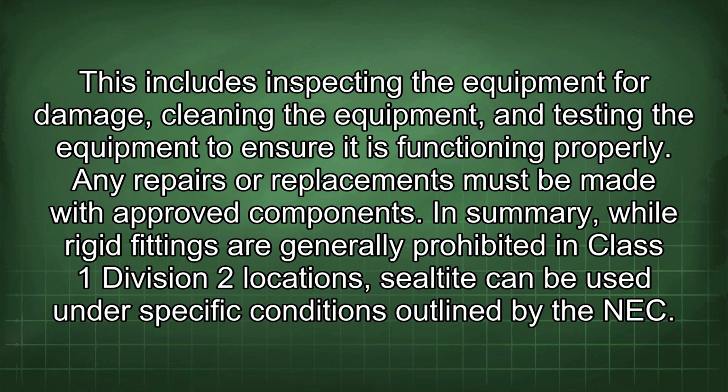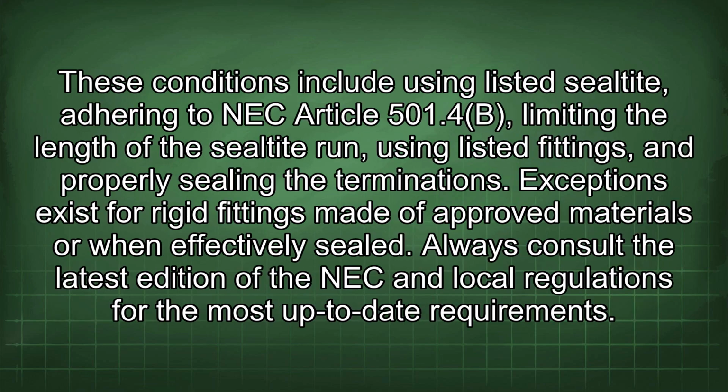In summary, while rigid fittings are generally prohibited in Class 1 Division 2 locations, Sealtite can be used under specific conditions outlined by the NEC. These conditions include using listed Sealtite, adhering to NEC Article 501.4b, limiting the length of the Sealtite run, using listed fittings, and properly sealing the terminations. Exceptions exist for rigid fittings made of approved materials or when effectively sealed. Always consult the latest edition of the NEC and local regulations for the most up-to-date requirements.